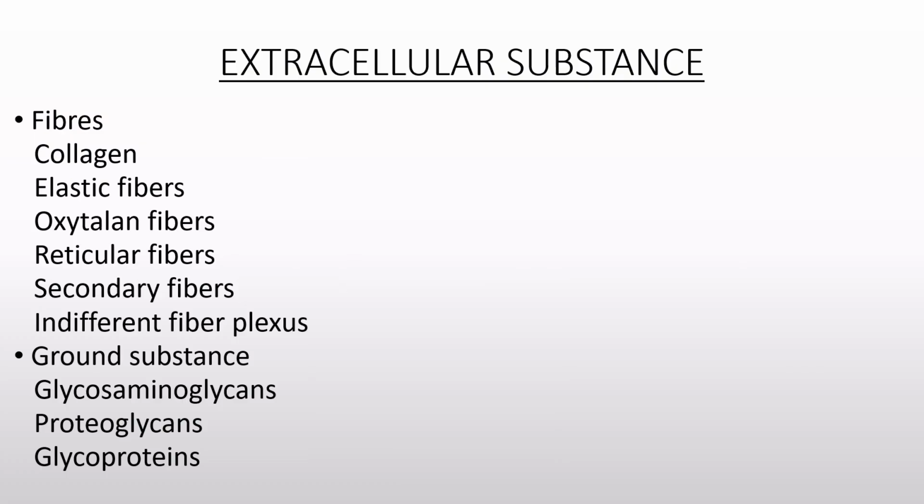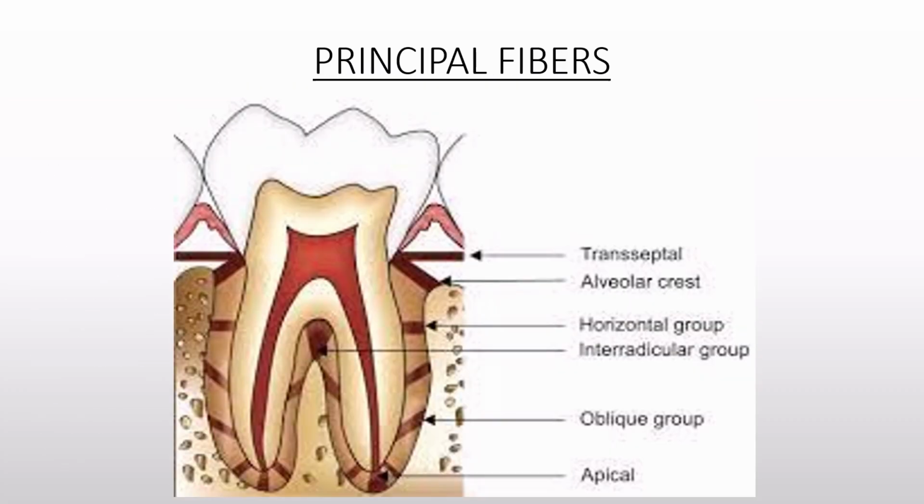Coming to the extracellular substances, which include the fibers, that are the collagen fibers, elastic fibers, oxytalan fibers, reticular fibers, secondary fibers, and indifferent fiber plexus, and the ground substance, which includes the glycosaminoglycans, proteoglycans, and glycoproteins.